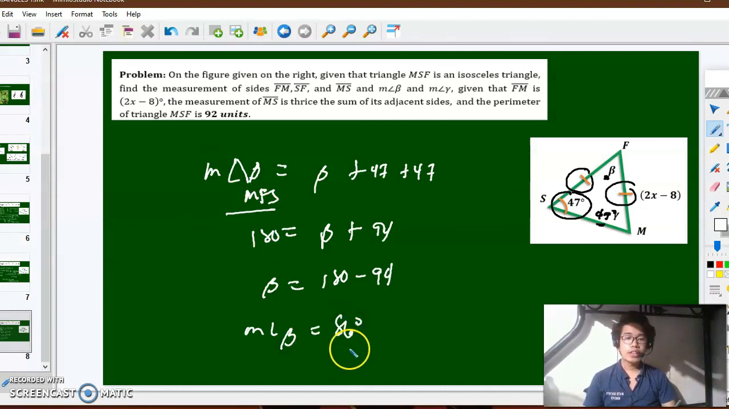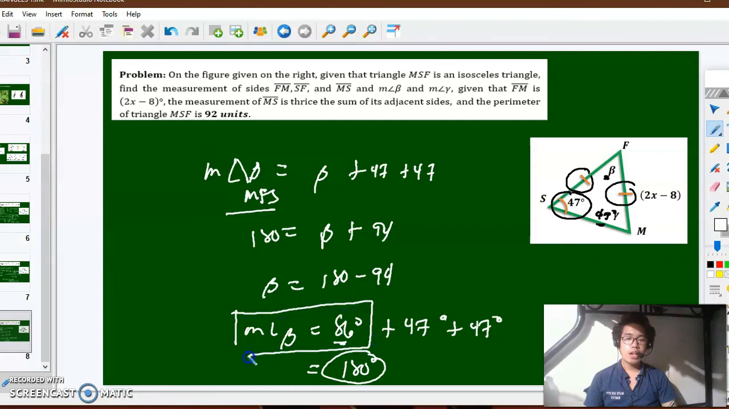If you check that, we have 86 degrees for angle beta, angle gamma measures 47 degrees, and angle S measures 47 degrees. If we add those three, 86 plus 47 plus 47, you get 180 degrees, the sum of the angles of a triangle. Therefore, we can conclude that angle beta is 86 degrees, and since angle S is the same as angle gamma, angle gamma is 47 degrees.